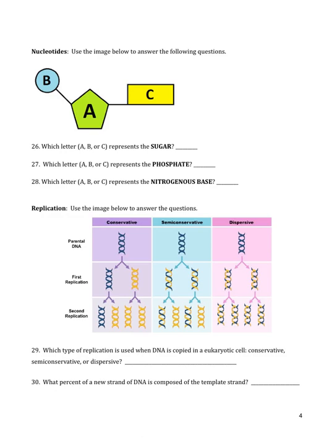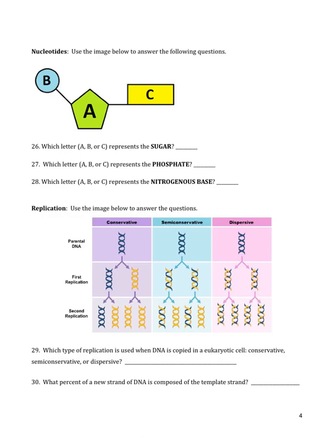Number 26 through 28 are looking at the structure of a nucleotide. So if you remember, DNA is made of a series of nucleotides that are bonded together. And so we're just going to identify the parts of a nucleotide in these questions.